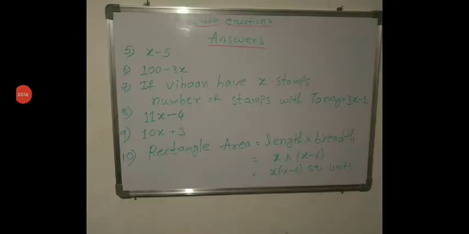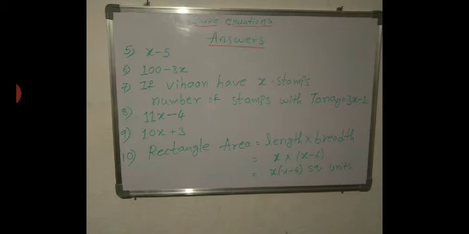Next, fifth one. Deepika had x number of chocolate bars. She distributed 5 of them among her friends. How many chocolate bars are left with her? So previously Deepika has x number of chocolate bars. After distributing 5 chocolates to her friends, what will be the remaining chocolates with her? For that we need to subtract 5 from the total number of chocolates, that is x minus 5.